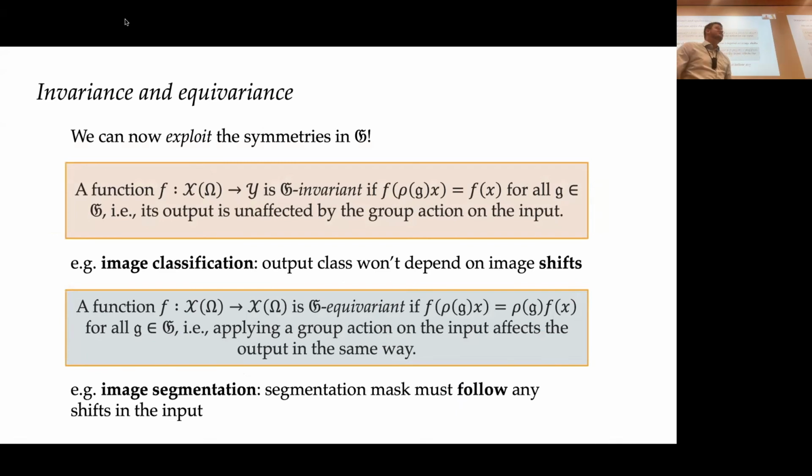And now that you have this, you can define the generalized notions of G-invariance and G-equivariance for any particular symmetry group, where you just replace what used to be a permutation matrix with the appropriate group action representation. And that's all. The ideas are the same. Invariance is if the output is unaffected by the action on the input, and equivariance is if the input and output are affected in the same way by the group action.